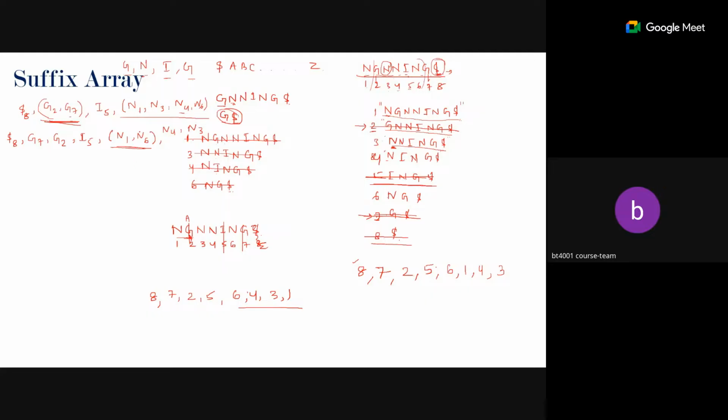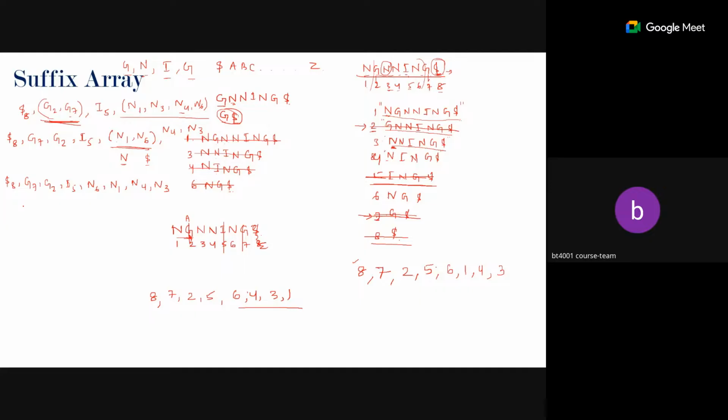Now we have already looked at the second character plus 1, so we'll do plus 2 now. 1 plus 2 is 3, so we have N at the third character. 6 plus 2 is 8, so we have a dollar for this character. Sorting again, we'll have dollar first and then N, so N6 first followed by N1. So we'll have $8, G7, G2, I5, N6 followed by N1, then N4 and N3.